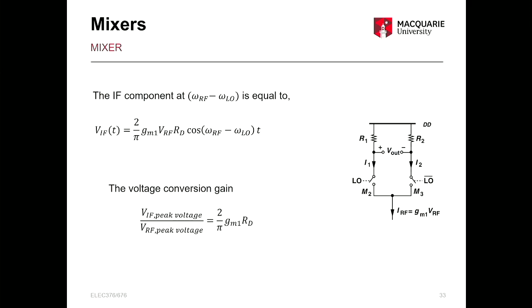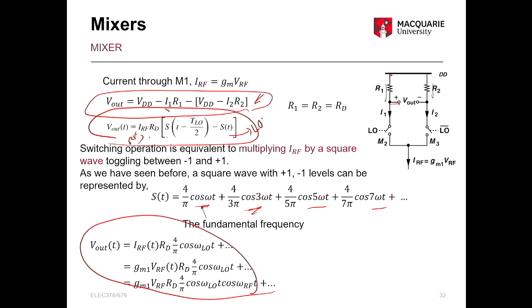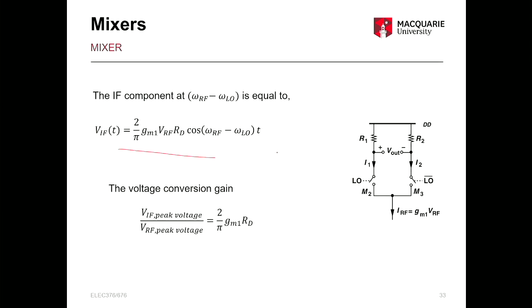So again, we can find the voltage conversion gain by finding the coefficient of IF and the coefficient of RF, right? The IF is the output, RF is the input. So the voltage conversion gain is the coefficient of IF divided by the coefficient of RF. So the coefficient of IF is, where is it? This one.